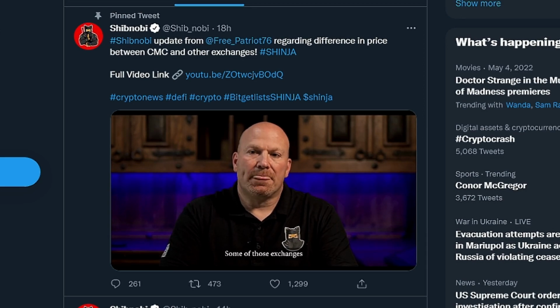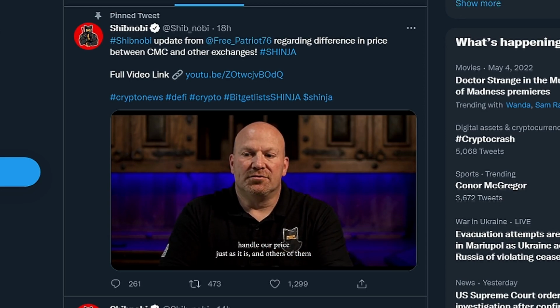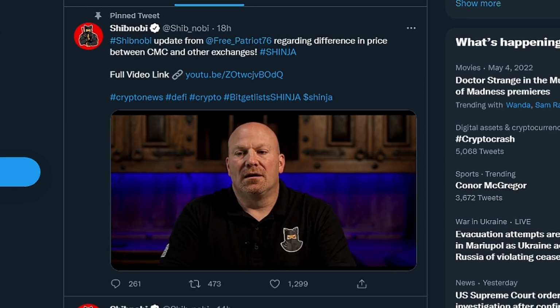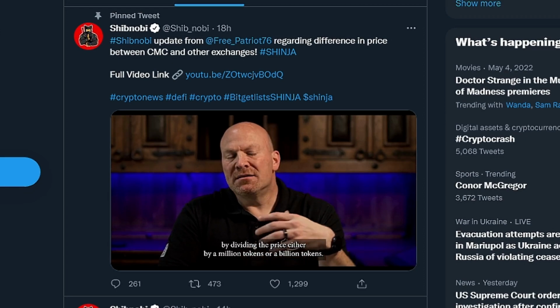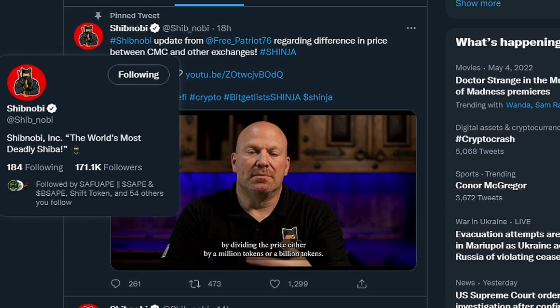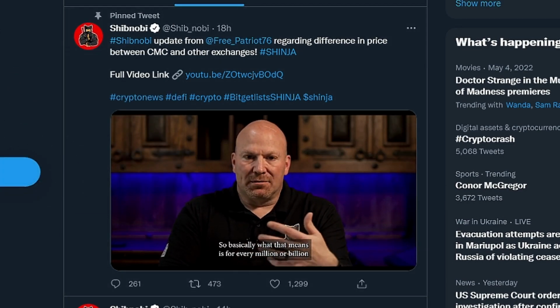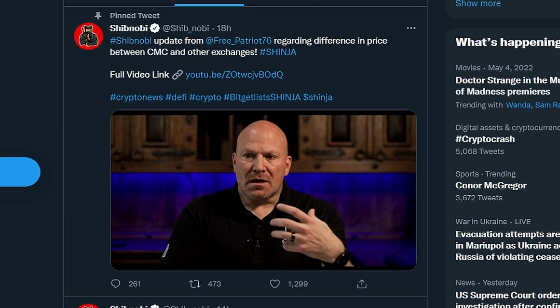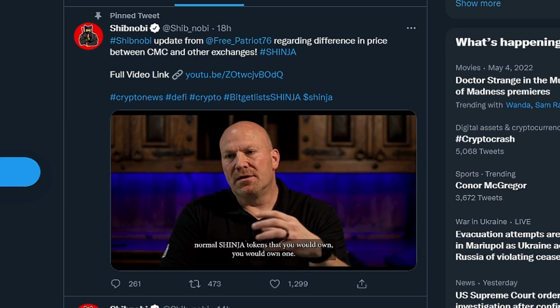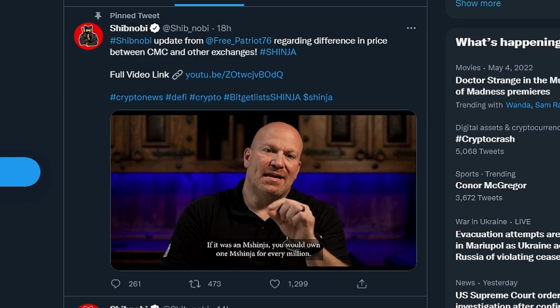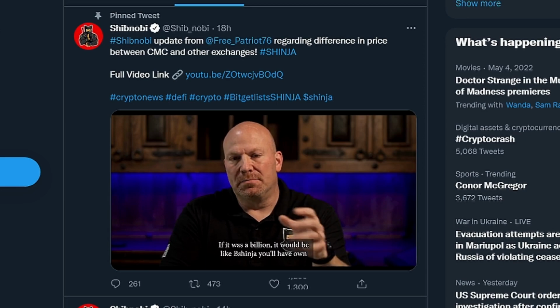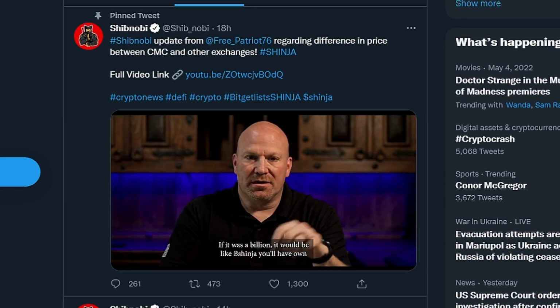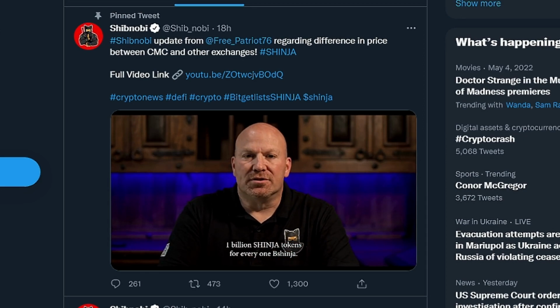Some of those exchanges handle our price just as it is, and others of them basically reduce the number of digits in the price by dividing the price either by 1 million tokens or 1 billion tokens. So basically what that means is for every million or billion normal SHINJA tokens that you would own one. If it was an M SHINJA, you would own 1 M SHINJA for every million. It would be, if it was 1 billion, it would be like B SHINJA, you would own 1 billion SHINJA tokens for every 1 B SHINJA.